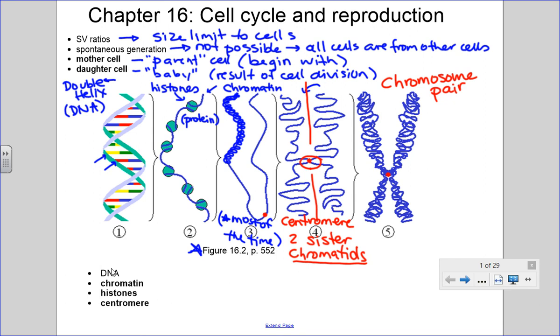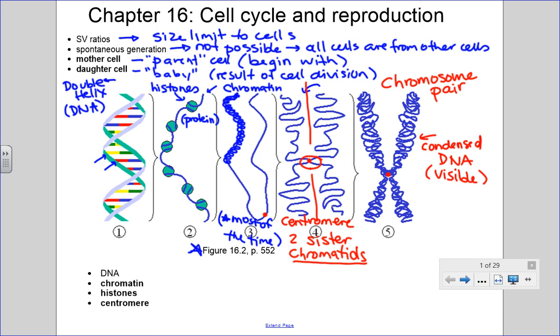Now, the difference between picture 5 and picture 4 is that in picture 5, we have condensed DNA, and this is actually visible. If we were to look through a microscope at a cell that was in the part of the cell cycle where DNA was condensed, you can see this. Now, this happens much less frequently than, say, picture number 3, where it's chromatin and you can't see it with a microscope very easily.